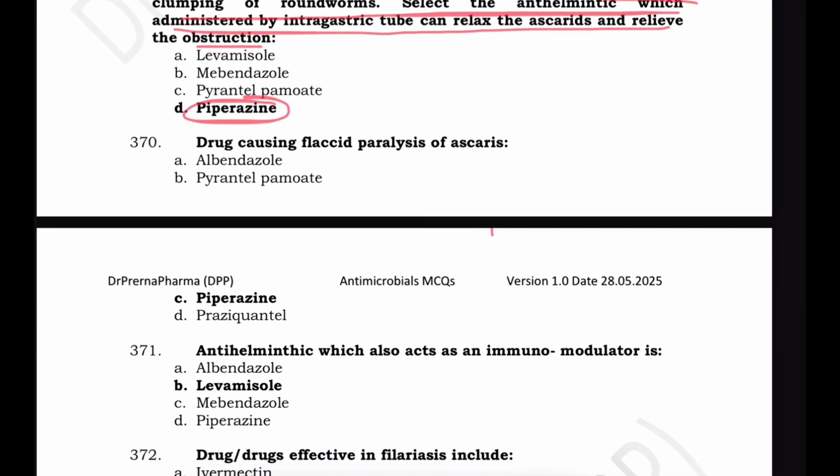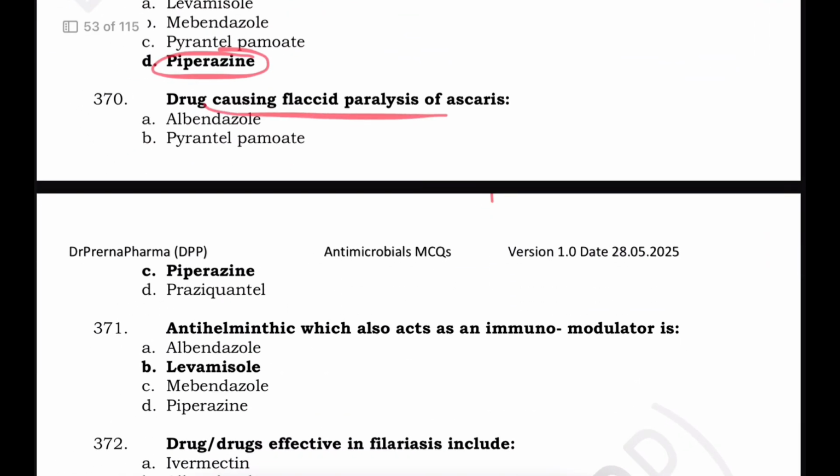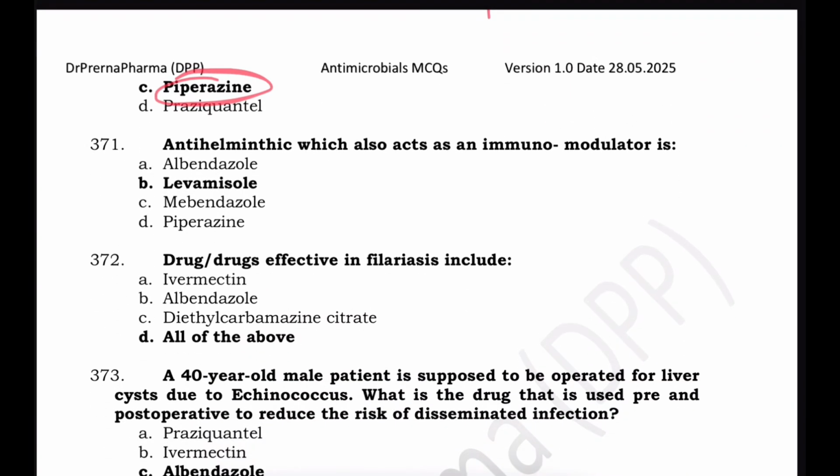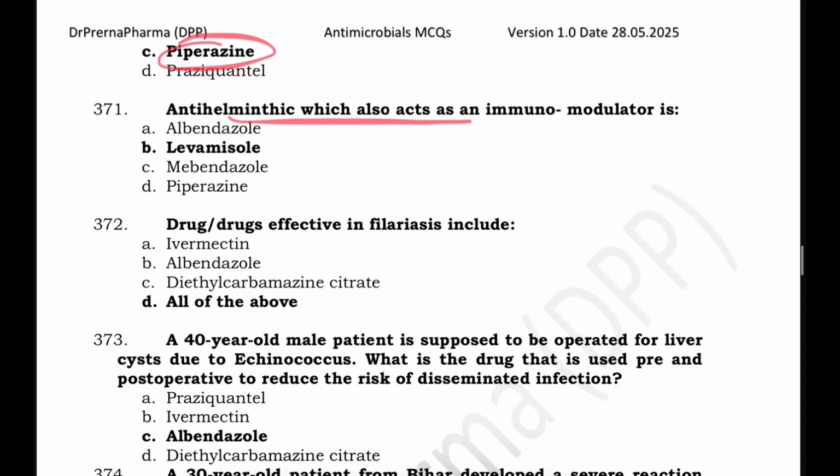Drug causing flaccid paralysis of ascaris. It causes flaccid paralysis of ascaris. So piperazine, it is helpful in this. Antihelminthic which also acts as an immunomodulator is levamisole.